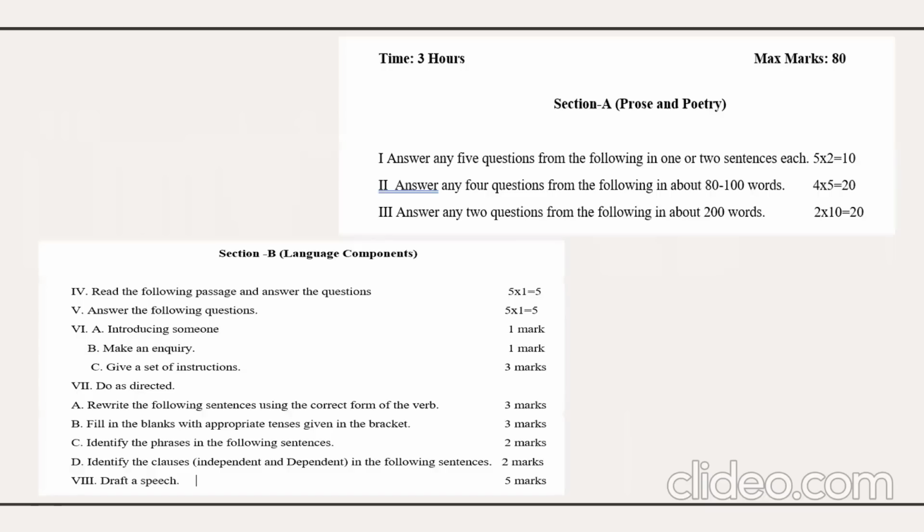So now let's have an overview once again of the complete syllabus. 2 marks, 5 questions. 5 marks, 4 questions. 10 marks, 2 questions from the 8 lessons. Grammar, comprehension passage, 5 marks, right? Then language functions, introducing somebody, 1 mark. Inquiry, 1 mark. Instruction, 3 marks. Then correct form of the verb, concord, subject verb agreement, 3 marks. Tenses, 3 marks, and phrases, verb phrase, noun phrase, 2 marks. Dependent, independent clause, 2 marks. Writing speech for 5 marks.